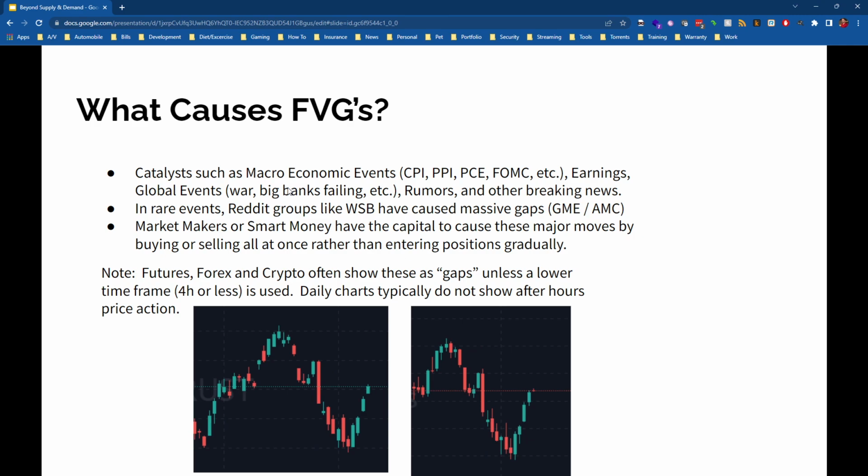So most often these are really caused by catalysts. So we're talking about macroeconomic events such as CPI, PPI, PCE, FOMC. Whenever we get a big data release and the market is either happy by the news or wasn't expecting bad news, we'll just see sellers or buyers completely take over and price just completely plummet or run higher. They're also caused by earnings.